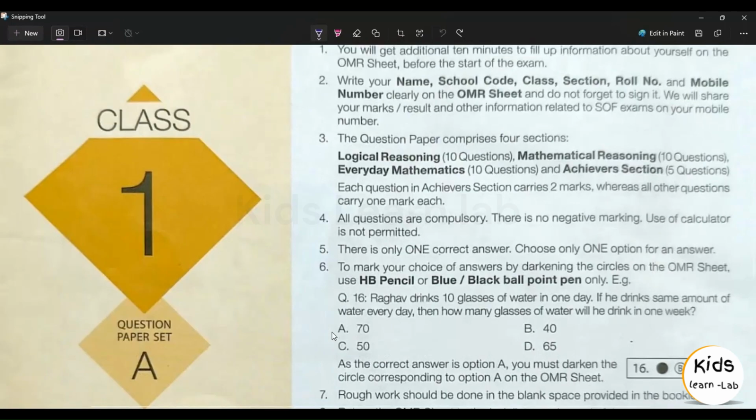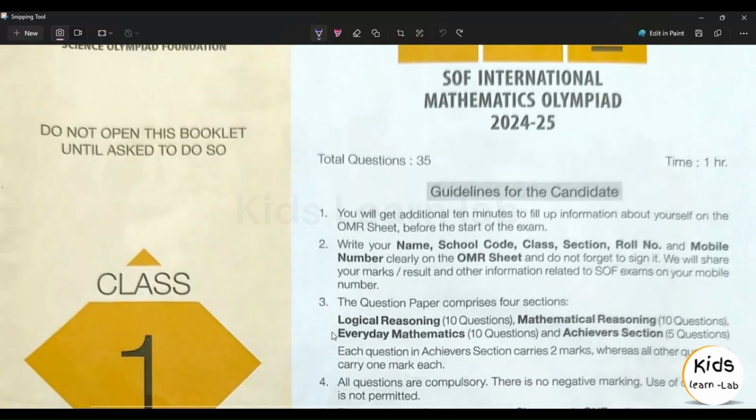In this video, you are going to see SOF International Mathematics Olympiad of Class 1 question paper set A. Those who are going to write the exam on November 19th and December 12th, this video will be very helpful, children. So quickly see the question paper guidelines first.